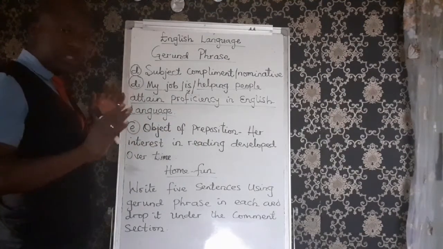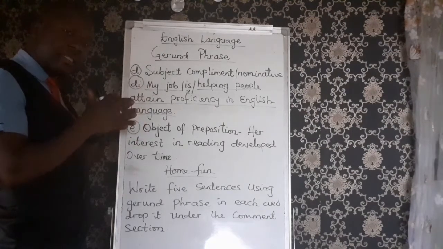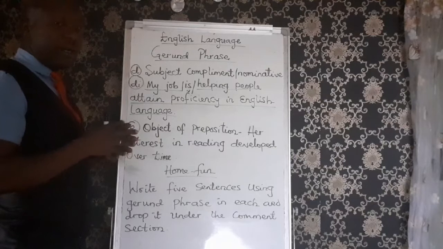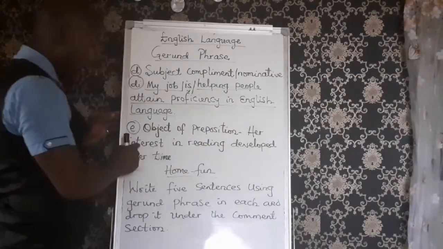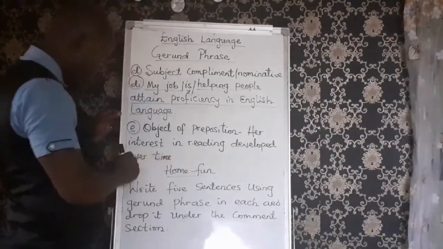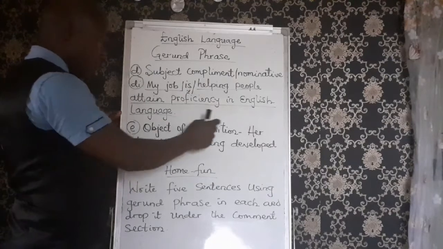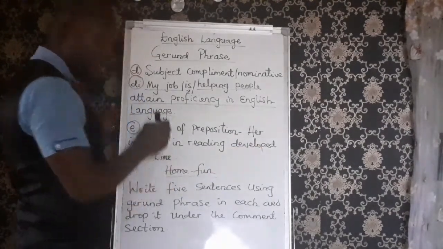Object of preposition. A preposition is a word that shows relationship in terms of place between two nouns. All right, let's look at the example here. Her interest in reading developed over time.